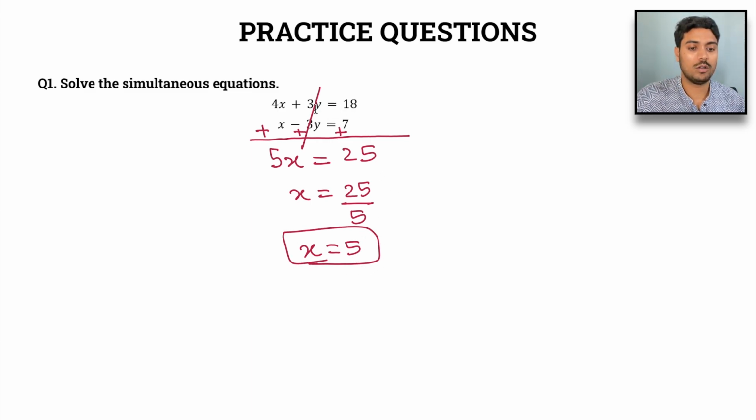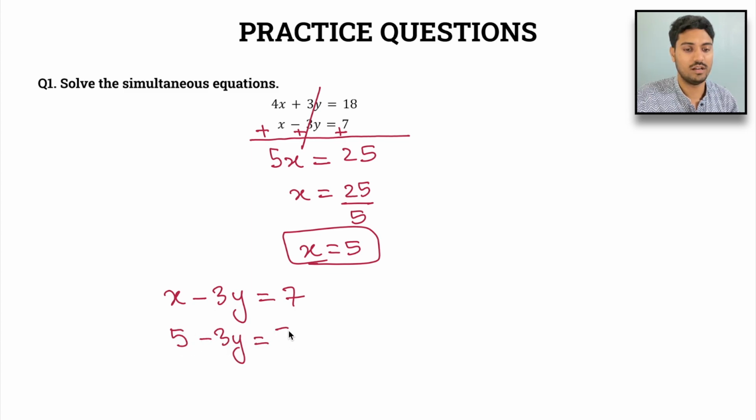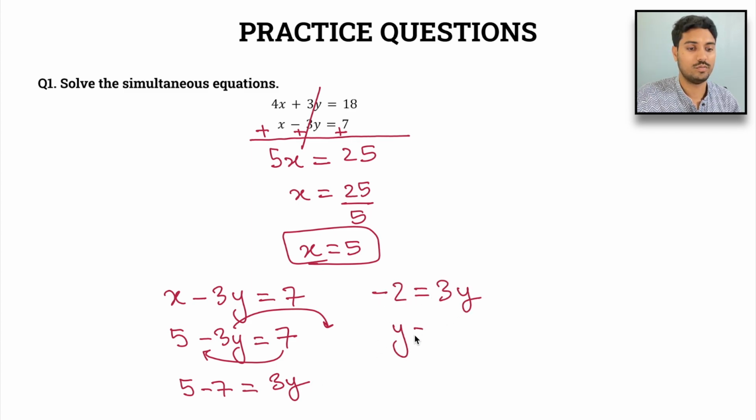Now we also have to work out the value of y. So I'll take the second equation, that is x minus 3y equals 7. The value of x is 5, so 5 minus 3y equals 7. I'll transpose 3y to the other side and 7 to the LHS. So 5 minus 7 equals 3y. So I can write minus 2 equals 3y and y equals minus 2 by 3, and that's the answer. So the value of y is minus 2 by 3 and x is 5.